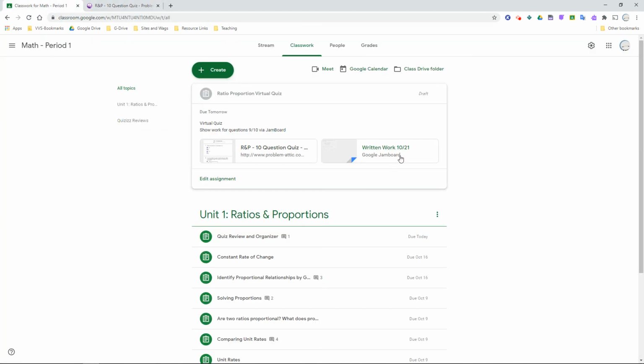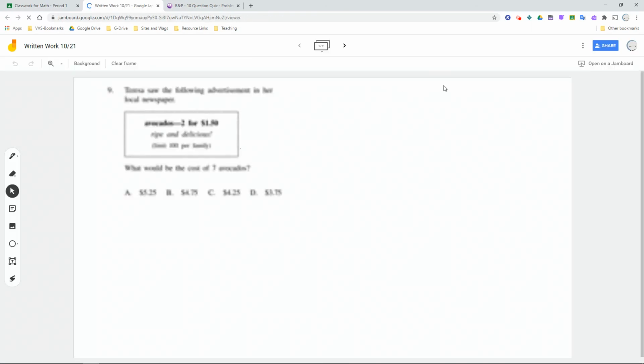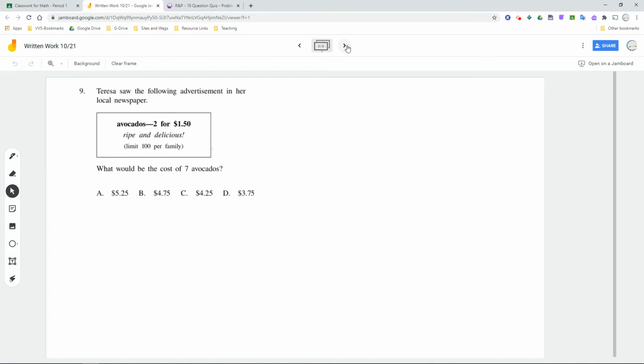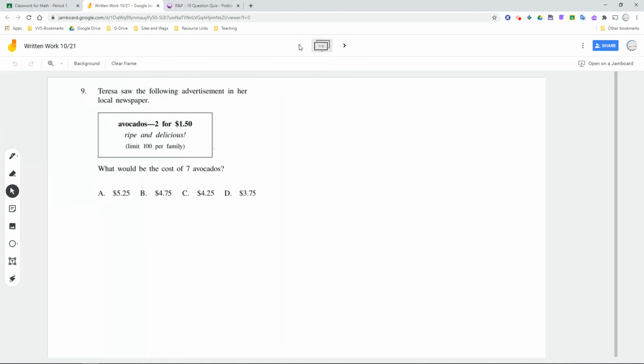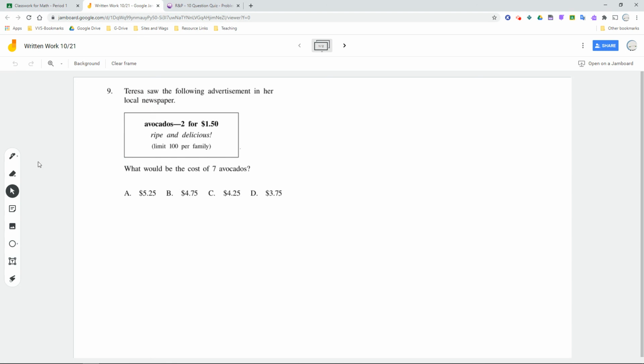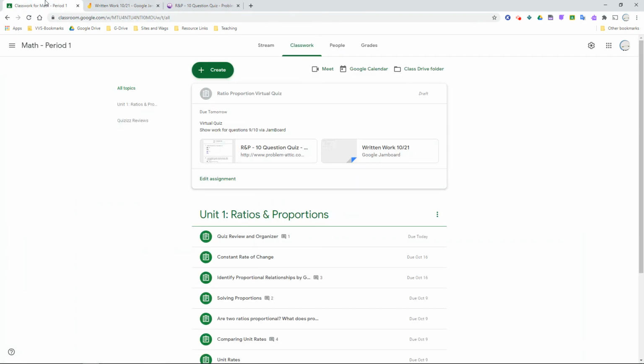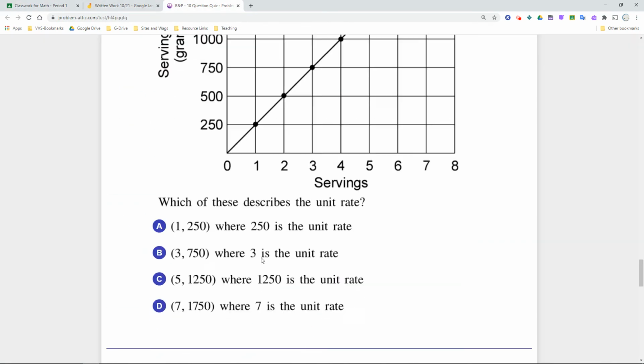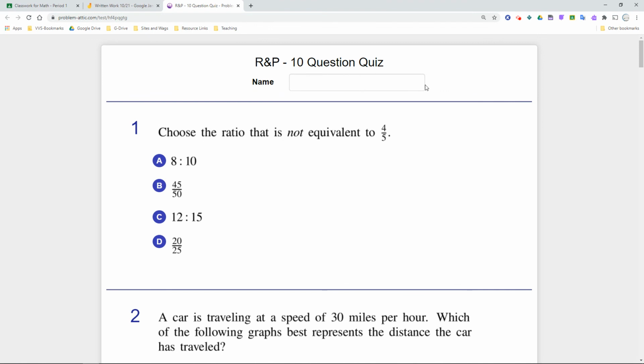And remember that you can't get full credit just by selecting those answers. You need to go to the written work for the last 2 problems, number 9 and 10, and you need to be doing some of the written work there, okay? If you don't do that, I'm afraid you cannot get full credit. Work for number 9 and 10 on the Jamboard, and then your answers right on here.